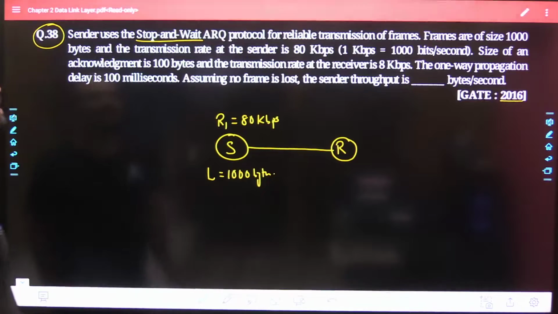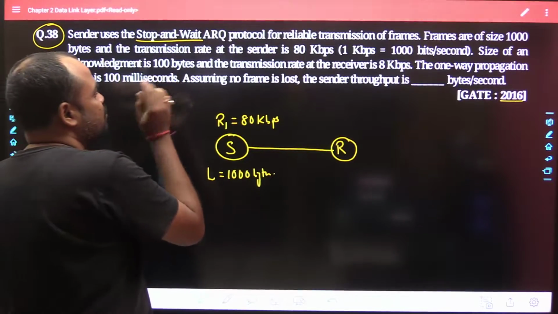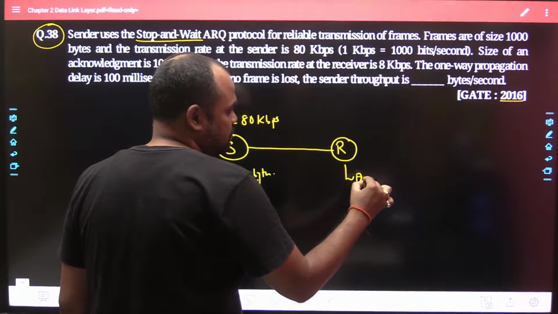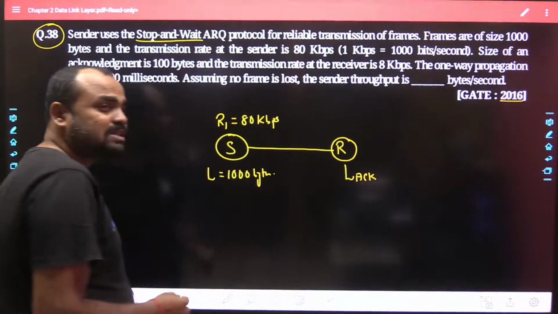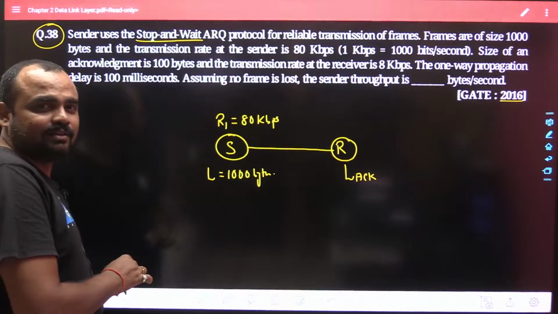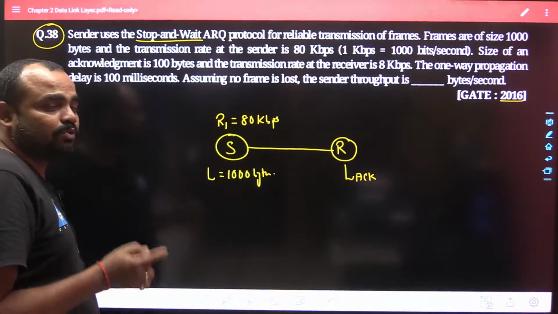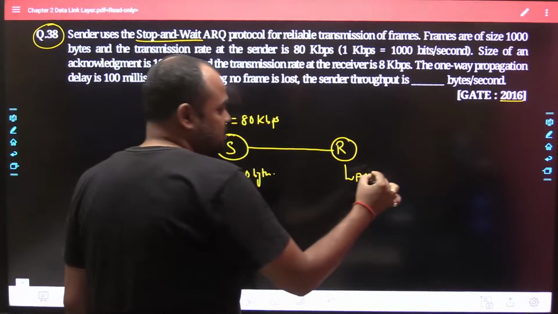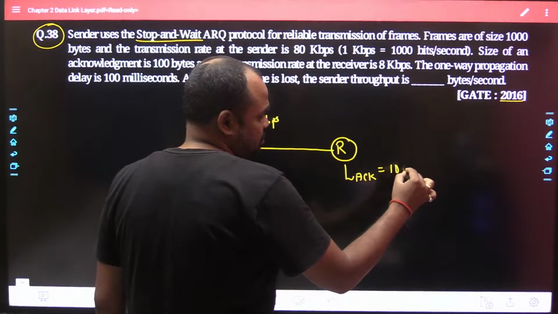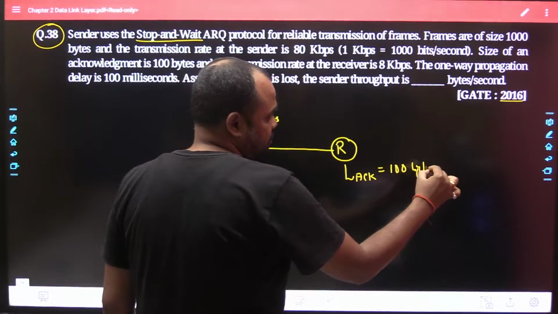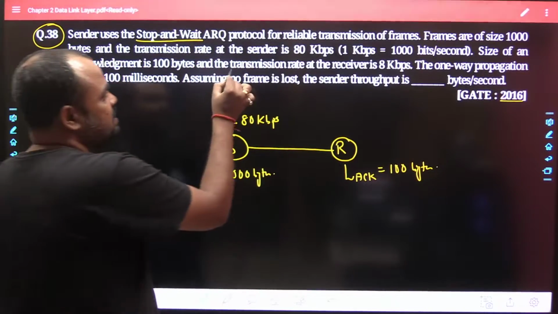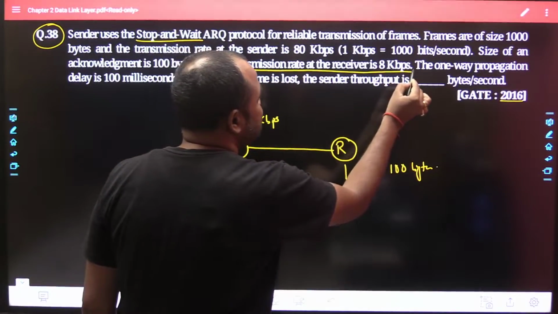Okay, and the size of the acknowledgement frame is given as 100 bytes. The acknowledgement will be transmitted by the receiver. So who is responsible to transmit the acknowledgement frame? Receiver. And the size of the acknowledgement frame is given as 100 bytes. And the transmission rate at the receiver is this.